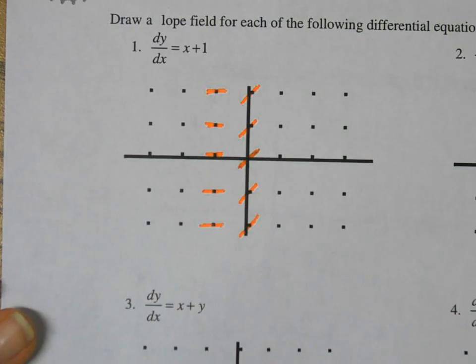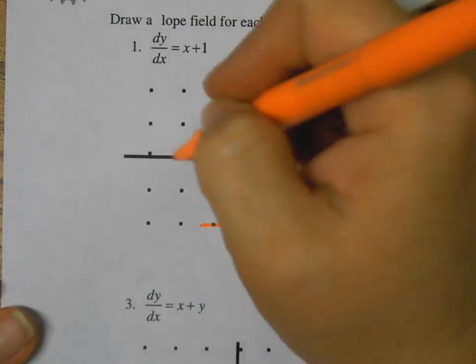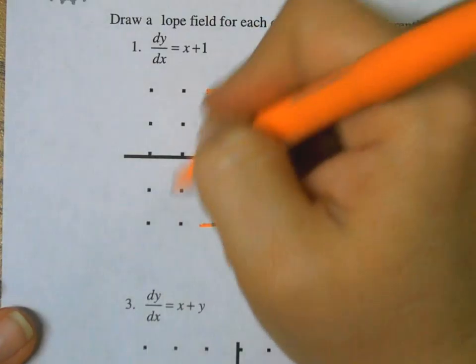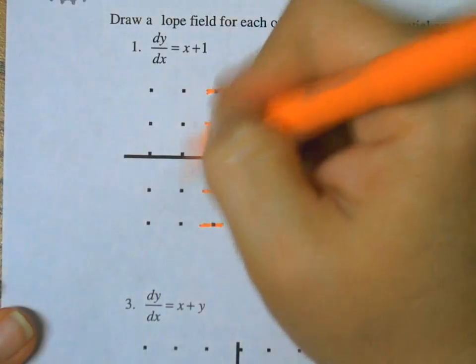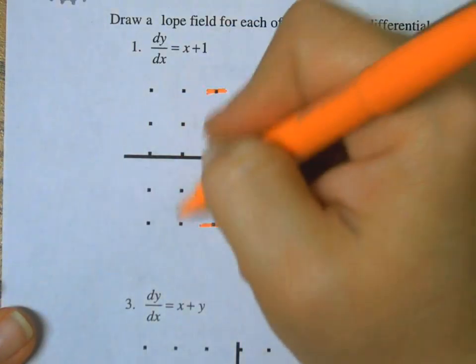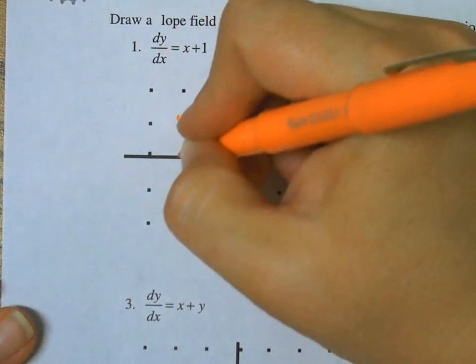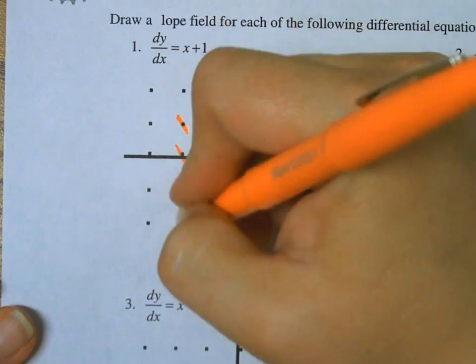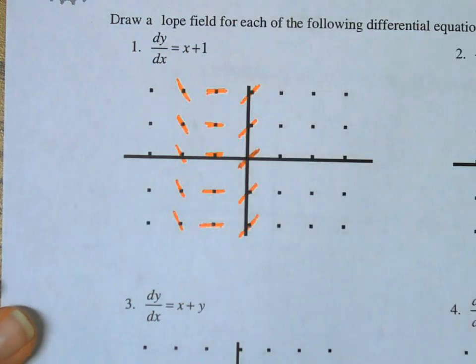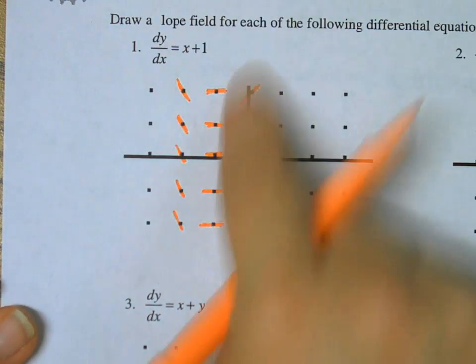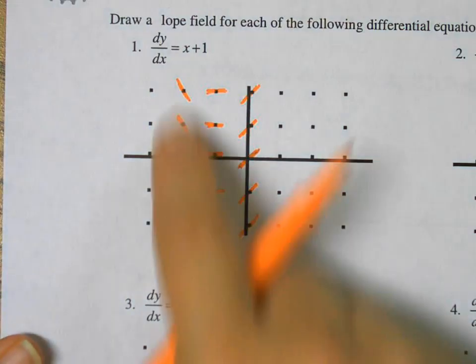And we can do the same thing going the other direction. All the points where x is positive 1, the slope would be positive 2, so a little bit steeper. Then all the points where x is positive 2, 2 plus 1 would be 3, so the slope would be positive 3, which is a little bit steeper. And then where x is positive 3, 3 plus 1 would be 4. That's a little bit steeper.